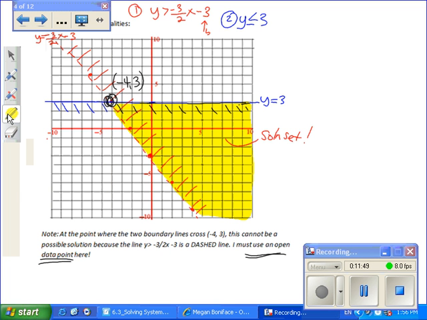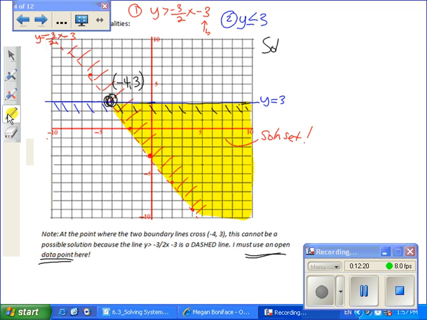Okay, so I found the overlapping region. And what can I say about all the possible solutions? Well, a solution that satisfies both these linear inequalities can either be in this yellow shaded region, or it could also be along the blue line, up to the point (-4, 3). That's not a possible solution. It cannot be on my dashed line, but it can be above my dashed line and on or below my blue line, y = 3.